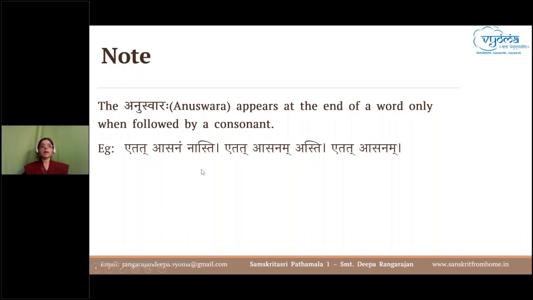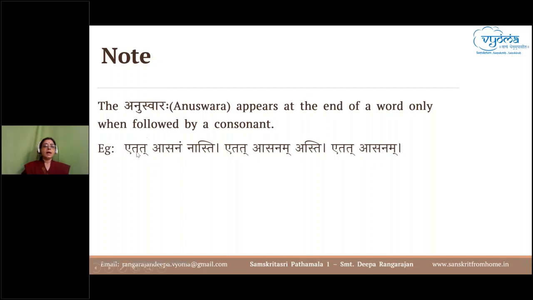It is an important grammar principle, and therefore, let us try to stick to this discipline of using only the makara at the end of the word, unless we are going to write another word next to it which begins with a consonant.